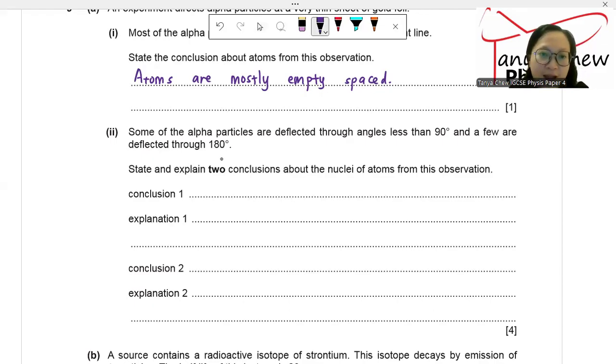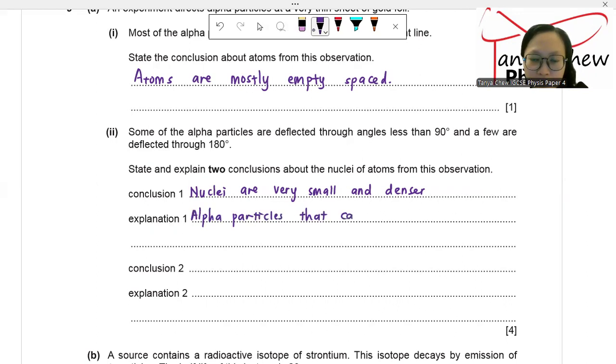Right, so I would say that nuclei are very small and denser than alpha particles. Right? So the explanation is that, oh, I have to put alpha. Okay, no problem with that. Alpha particles that came closer to nuclei will be deflected more.